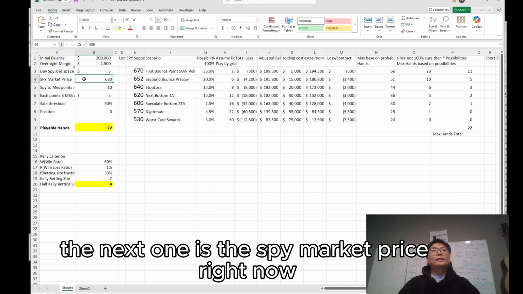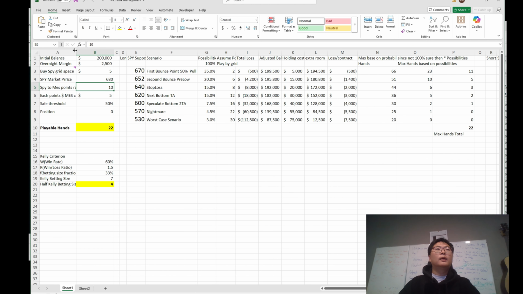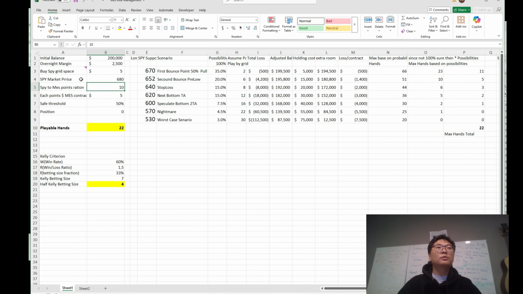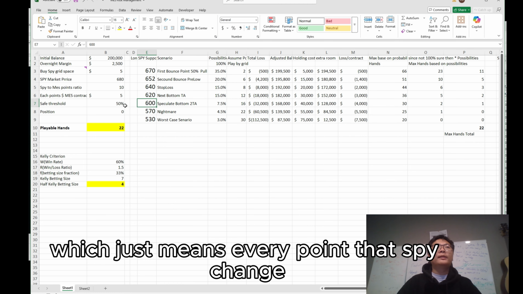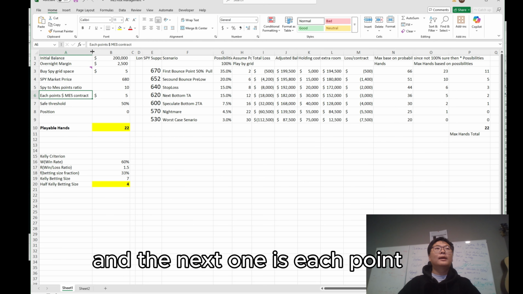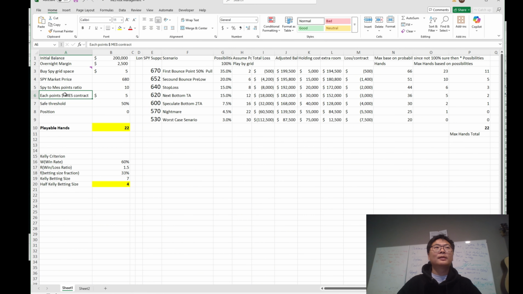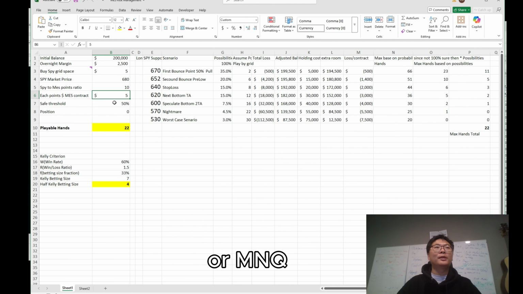The next one is the SPY market price right now, and I set it to 680. You can change it for later use. And the next one is the SPY to MES point ratio. I set it to 10, which just means every point that SPY changes, the ES or MES is going to change by 10. And the next one is the dollar amount per point for the MES contract, which is $5. I think it's the same for the NQ or MNQ.